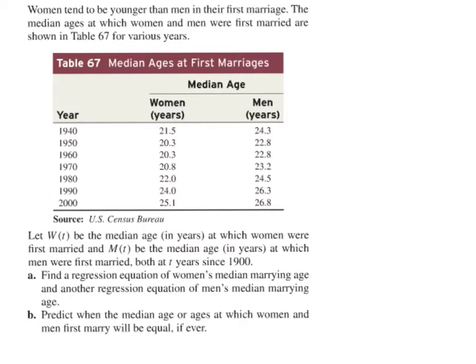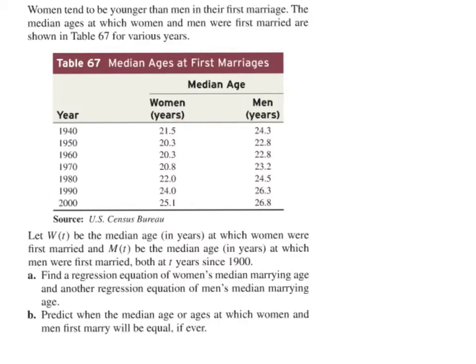Now in this next example, I'm going to show you that you can actually use a system of equations that involve quadratic models to solve some problems. A system of equations means you have more than one equation. So in this case, we have some data given to us on the median age at which both women and men get married for the first time.